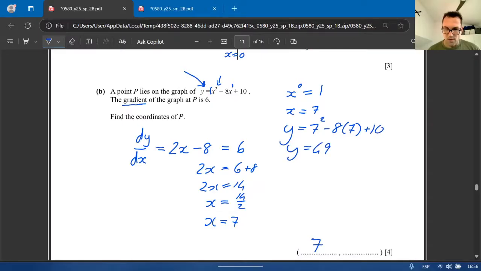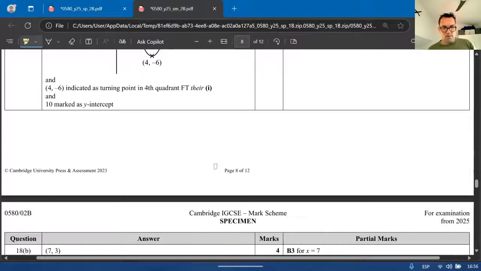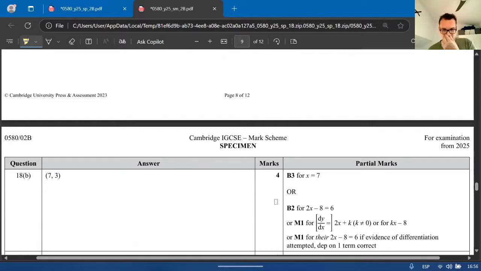Which will give us 49. 8 times 7, of course, is what? That's 56 plus 10. I don't like negatives. I'm going to add the 10 to the 49, which gives us 59. So y equals 3. That's the point on the curve where the gradient is 6. 7, 3. There we go.